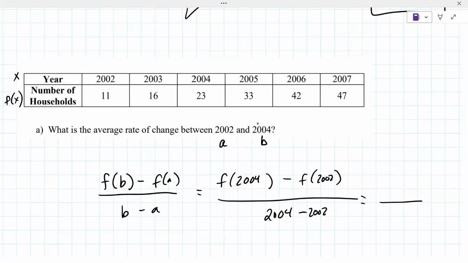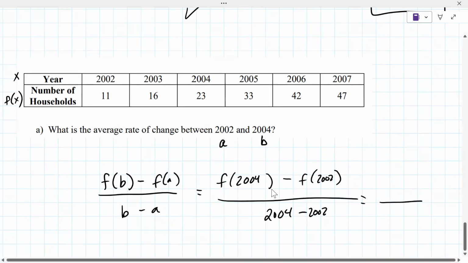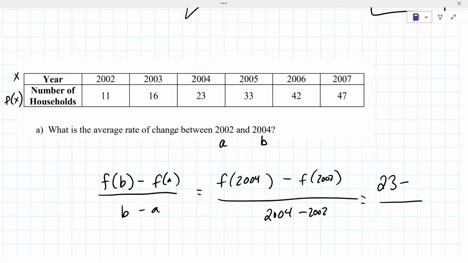What is f of 2004 in this example? The 23 households. 23. What is f of 2002? 11. Okay, so this ends up being 6. So you can use a table to do the same thing.